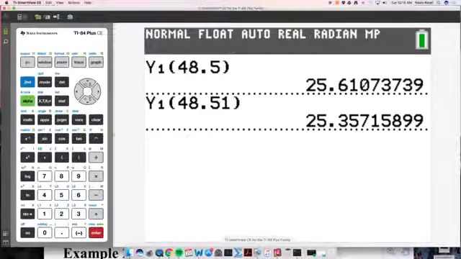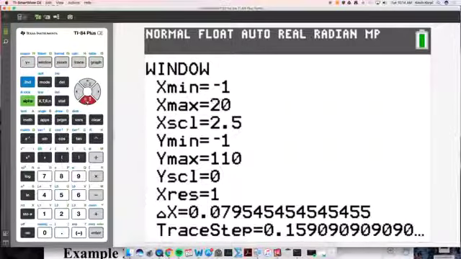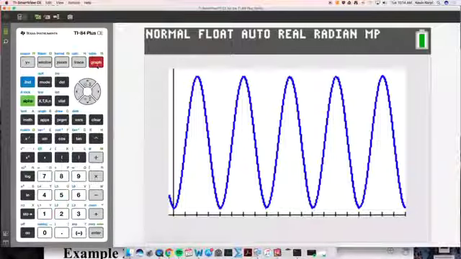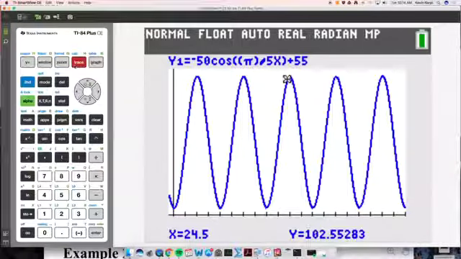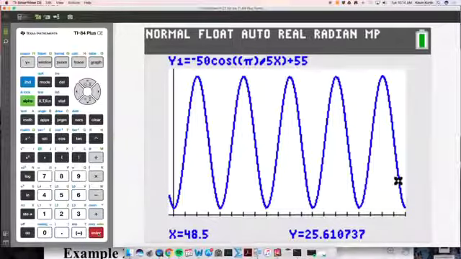The other way to do it, and some of y'all might prefer this, is just to go to your window and set your X max to something greater than 48.5, like 50, and then patiently wait for it to graph again. And now you could just hit trace. Don't scroll over there because it's not going to hit 48.5. When you hit trace, you can actually just type right over it, 48.5, and now there you are. Your numbers are at the bottom, 25.610, and now you can see it's blinking at a point where the graph is doing what? Coming down. So that's another way to do it.